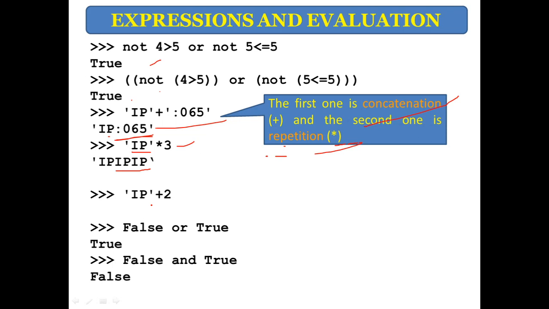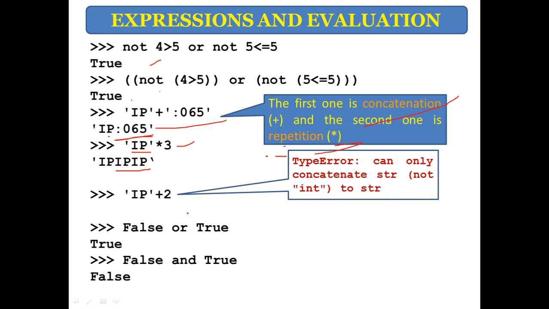But if I want to use some other operators other than star with a string and a numeric value, what will be shown? It is giving an error, that is a type error. Can only concatenate string to string, not string to int. Here I am trying to concatenate string to int. This is not possible. That means only star and plus operations are allowed with strings, not any other operator.